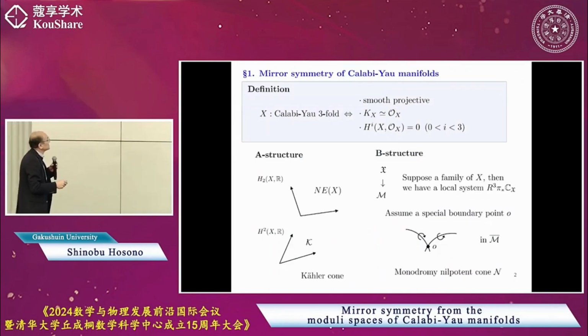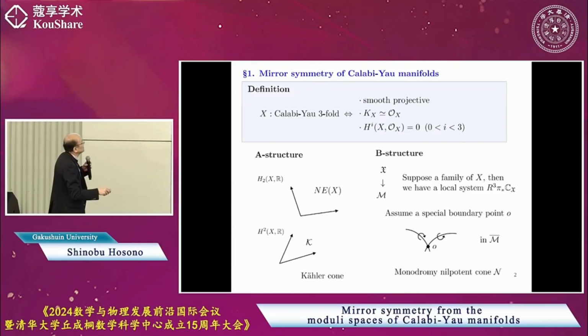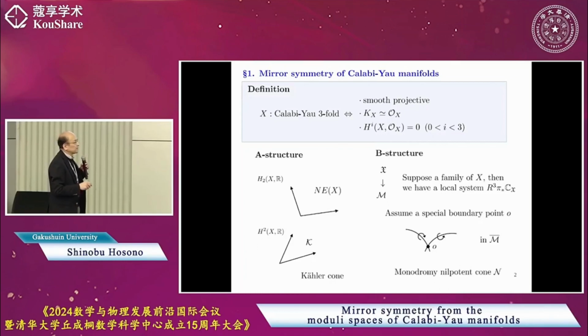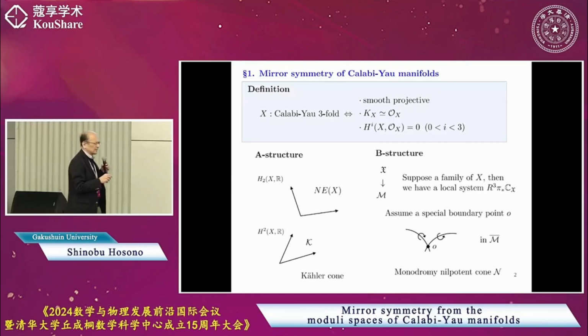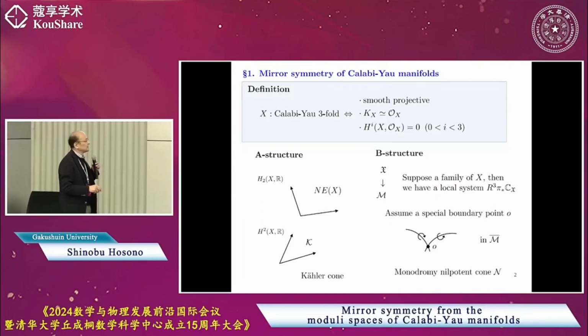Classical one. So let me start from the definition, and here is the definition of Calabi Yau threefold. Smooth projective and trivial canonical bundle and some certain vanishing property of this cohomology. And to describe mirror symmetry, we focus on the property of Calabi Yau. So we focus on the two structures of Calabi Yau threefold. One structure is A structure, so-called, and the other structure is B structure.